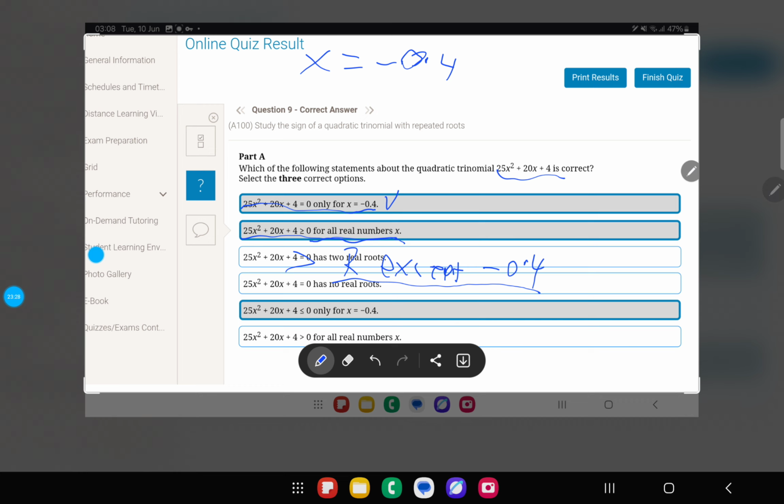Okay. Now for the next one, it's less than or equal to 0. It's not a set of real numbers, so it will be only the root, which is only for x equals negative 0.4. It doesn't apply with the set of real numbers. Okay, only for x equals negative 0.4. That's it.